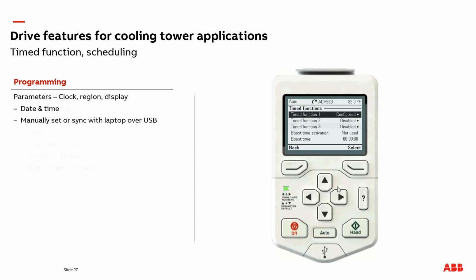the week. To use the time functions, you will need to set up the clock and date time settings of the drive. That can be found by just going back from time functions, advanced settings, down to clock, region, and display, from here down to date and time. You can manually enter and adjust these values if they're not already set or reasonable in the drive, and they will sync from a laptop connection as well over USB if you are using the Drive Composer software.